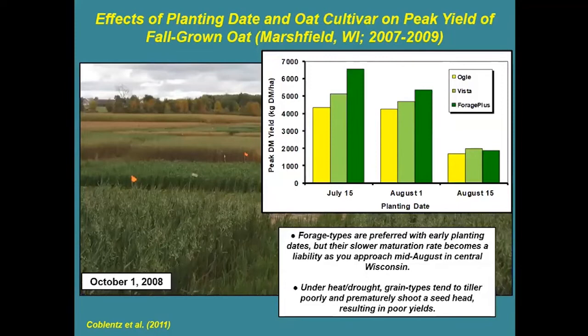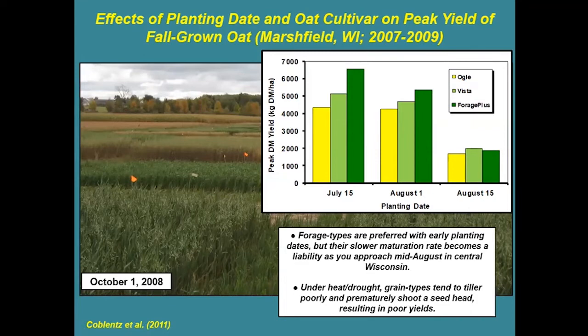And we followed that up with a 3-year experiment in Marshfield, which is right in the center of Wisconsin. In this particular study, we had 3 oat cultivars: the Ogle, which is a rapidly developing grain type; Vista is a slow developing grain type; Forage Plus is a true forage type. And we planted those on the 15th of July, August the 1st, and August the 15th.